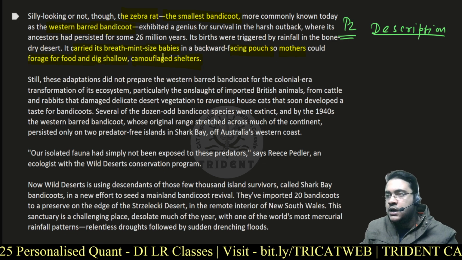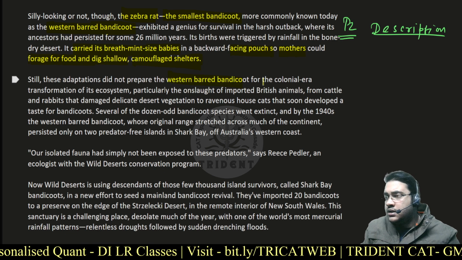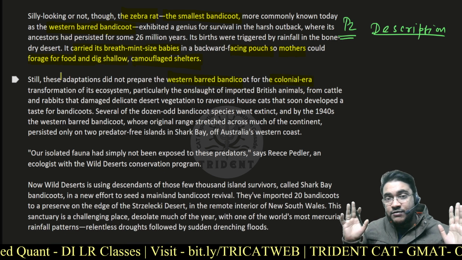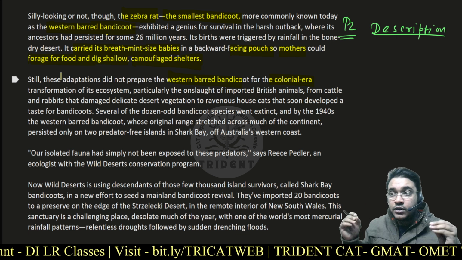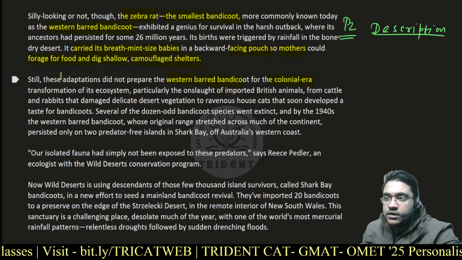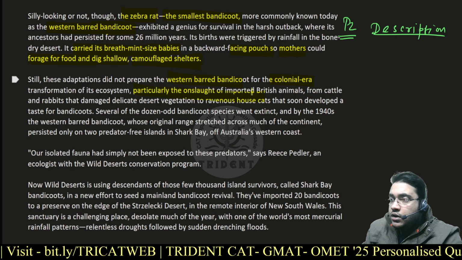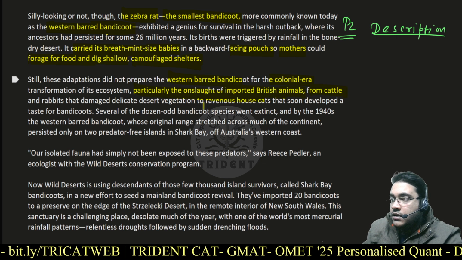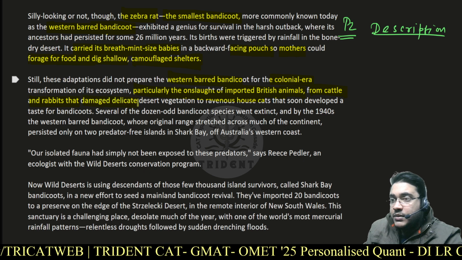First para, third para. The Western Barred Bandicoot was not prepared for the colonial transformations. They have been there for 26 million years, but they were not prepared for the colonial transformations that they were about to see in their ecosystem, particularly the onslaught of the imported British animals, from the cattle to the rabbit, that damaged the delicate desert.